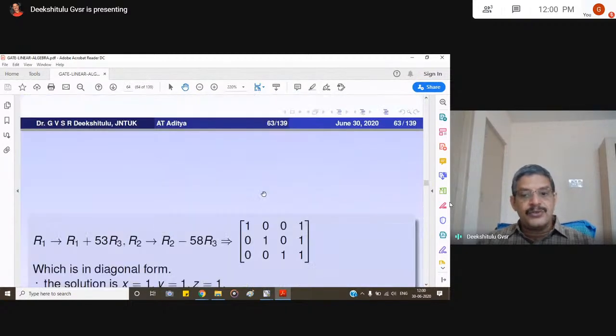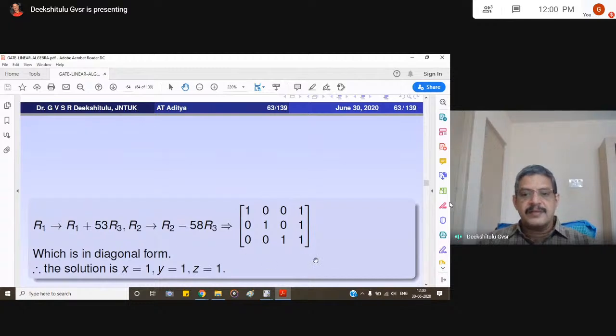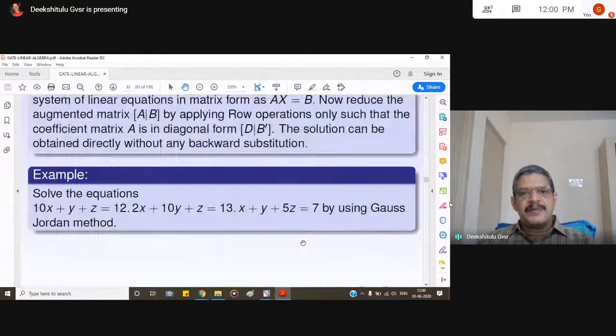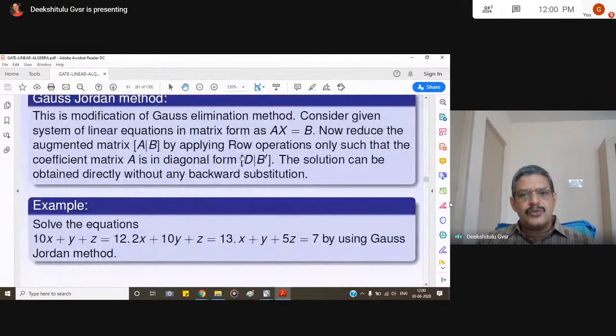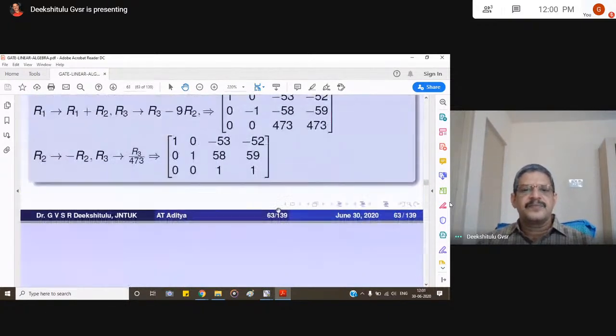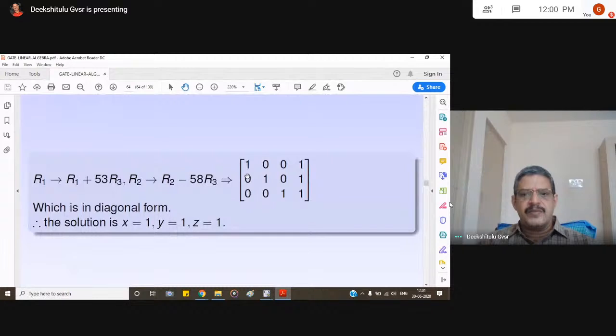But we have to reduce it to a diagonal matrix like this. So when you reduce it to a diagonal matrix, what happens is this A is reduced to the diagonal matrix D with 1, 1, 1 on the diagonal, and then your B dash is the solution. That's exactly what happens here. So 1 1 1 here, and this one 1 1 1.